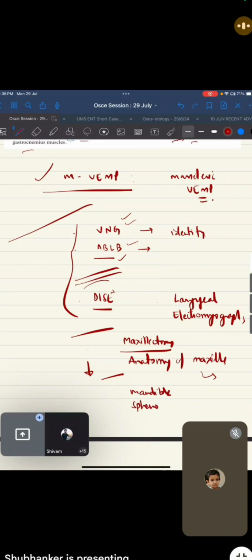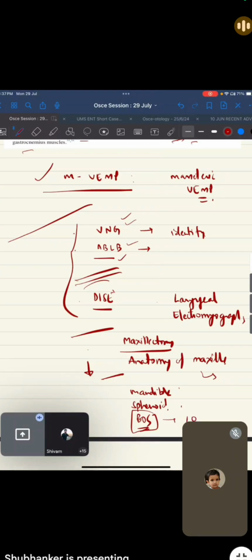Mandible and sphenoid. And base of skull, obviously revision of this, because base of skull is boss of everything. So base of skull, definitely you should be thorough with that. All the foramina, anatomical foramina, radiological foramina, what all passes through each, what are the boundaries of the foramina, and what are the syndromes associated. This is one question you will definitely get, 4 marks, no doubt about it.